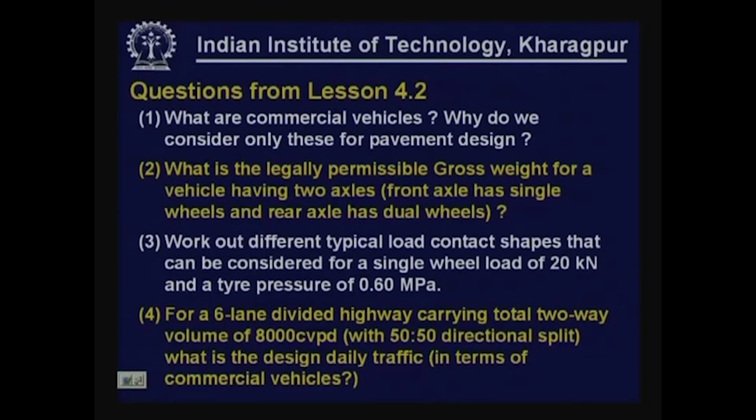Question 4, for a 6-lane divided highway carrying a total two-way volume of 8,000 commercial vehicles per day with a 50-50 directional split, in each direction the traffic is 50%. What is the design daily traffic in terms of commercial vehicles?